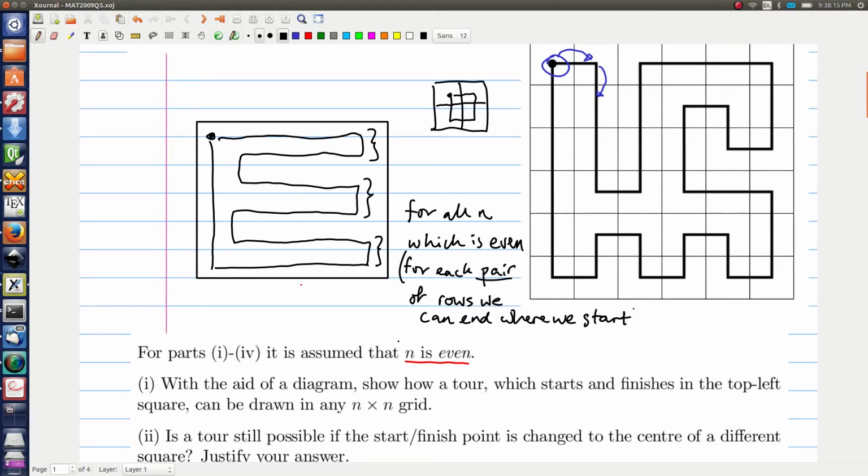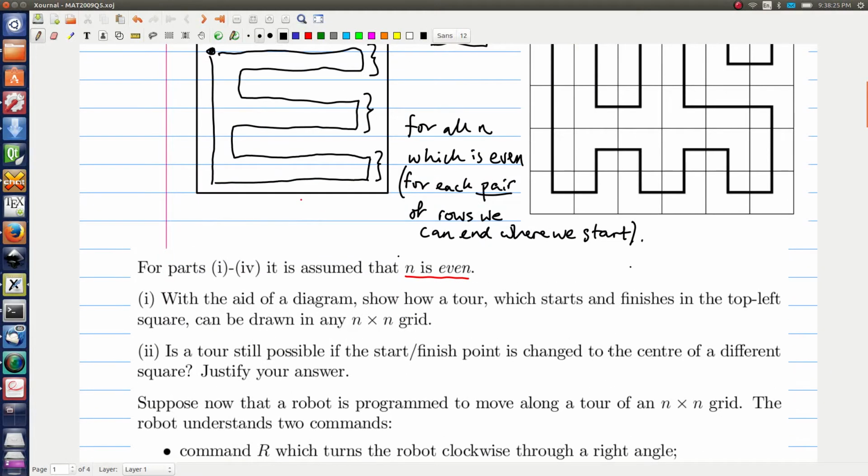So if you want maybe a better answer to that, maybe you can look in the mark scheme, or at least an alternative answer. It is fairly obvious, but there might be a better way to express it. Anyway, so that's the first part.